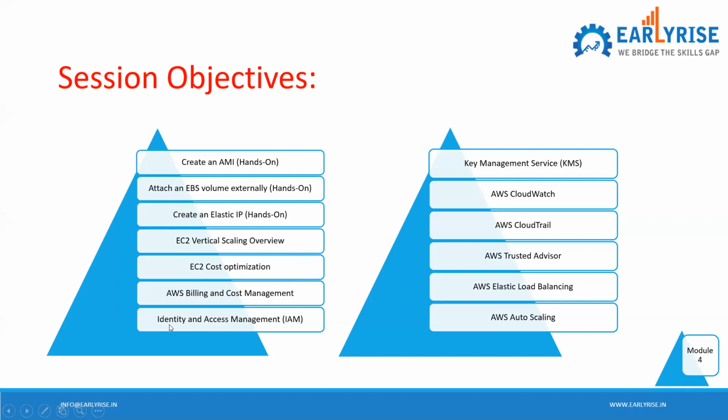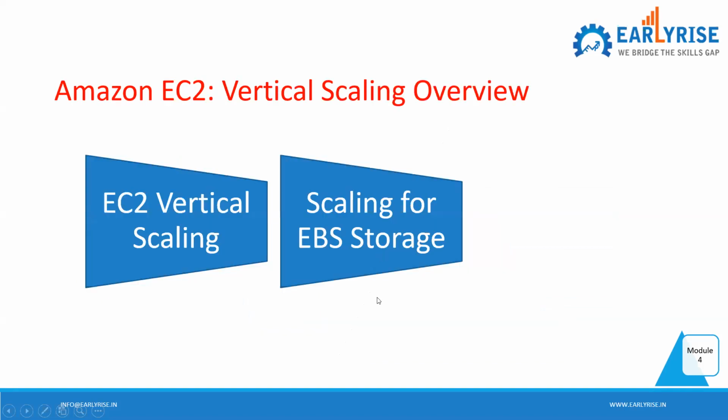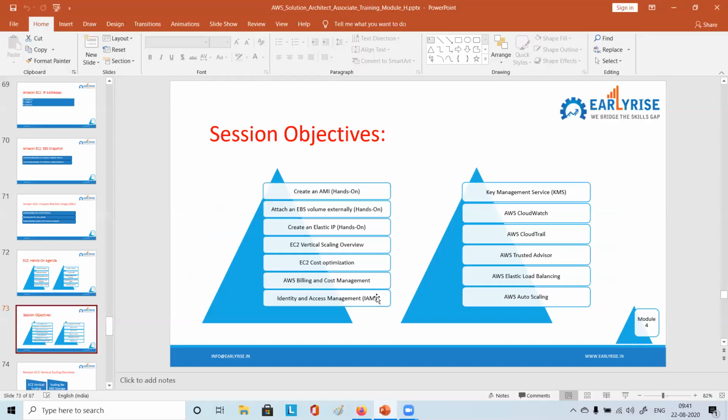And then we'll begin with identity and access management. Then we will also discuss key management services, some monitoring services like CloudWatch, CloudTrail, and AWS Trusted Advisor. And if time permits, we will also discuss elastic load balancing and auto scaling. So let's log into the AWS console.